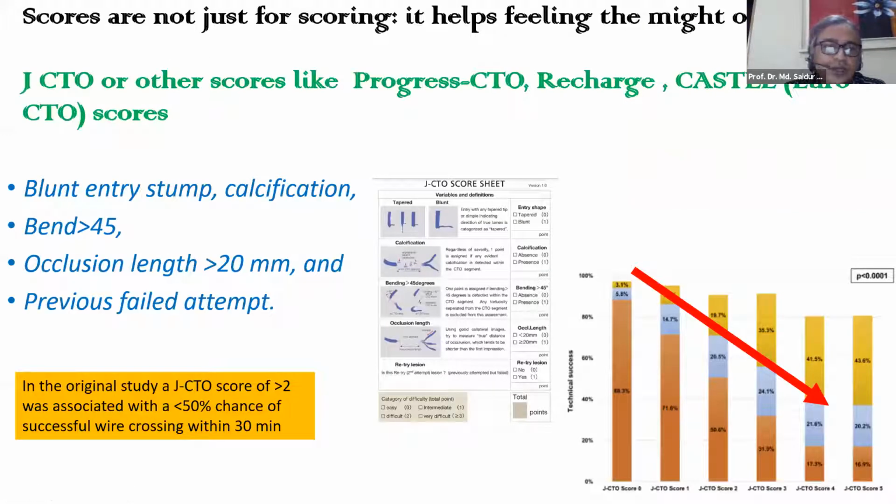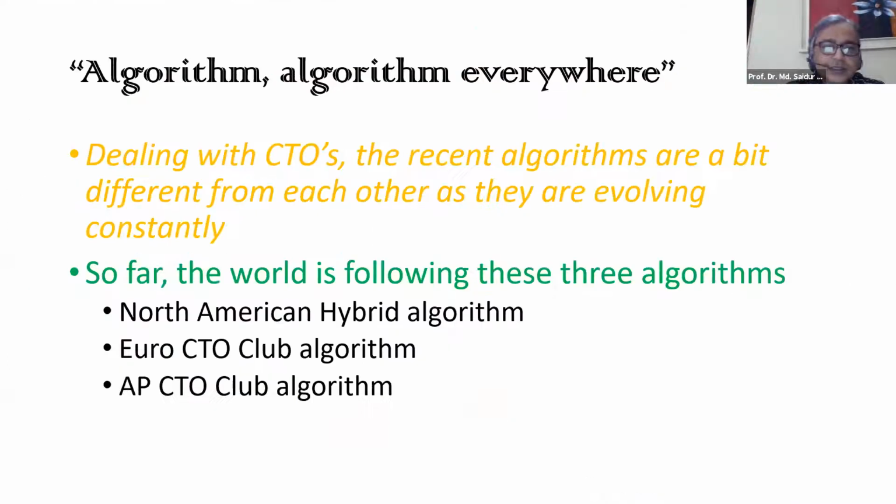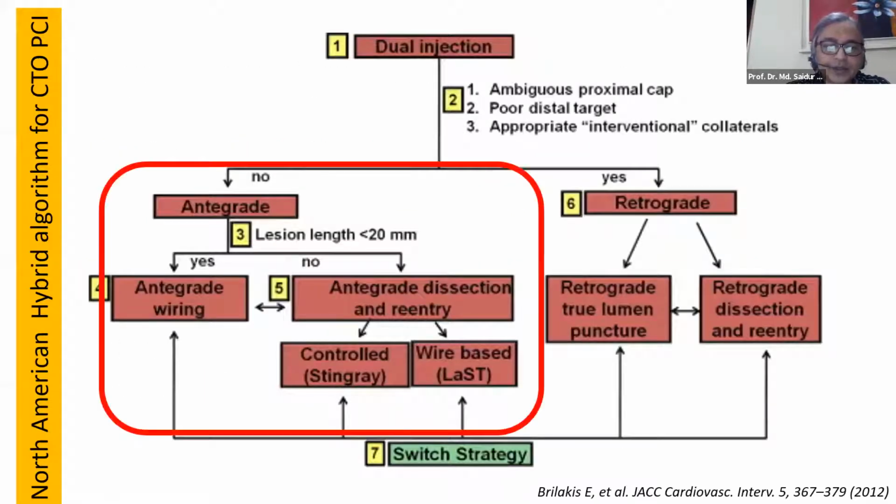And scores, we have shown lots of scores, like Medina in bifurcation. In case of CTO, the JCTO score is very, very popular, other than the PROGRESS CTO, Richards, or Euro CTO scores. And algorithms, of course, dealing with CTOs, the recent algorithms are a bit different from each other. They are evolving constantly. So far, I can precisely tell that there are the North American and Europe CTO club algorithm and the AP CTO club algorithm.